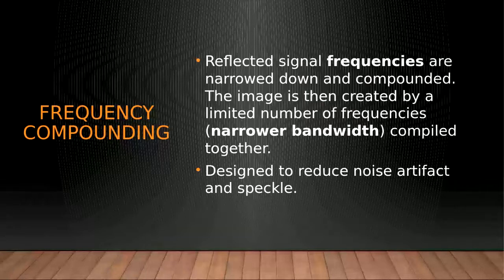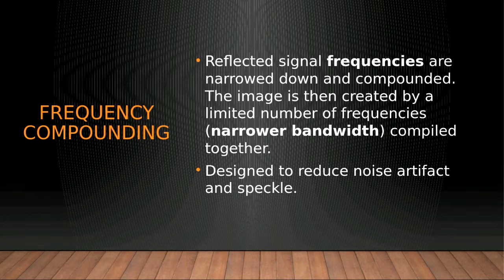Frequency compounding. Reflected signal frequencies are narrowed down and compounded. The image is then created by a limited number of frequencies. So with this enhancement tool, they use a narrow bandwidth that's compiled together, and the purpose is to reduce noise and speckle. And speckle is basically undesirable echoes on the display that you don't want there, and they degrade your image. So that's the way frequency compounding actually works.